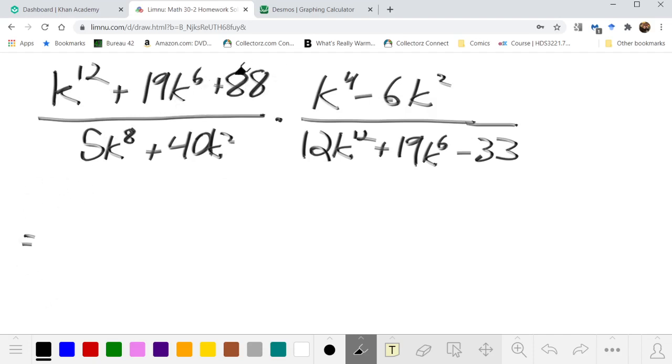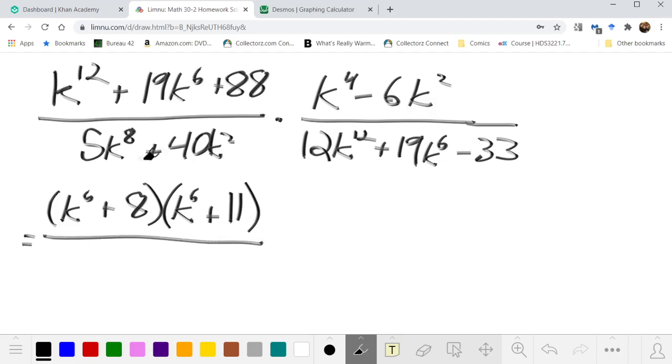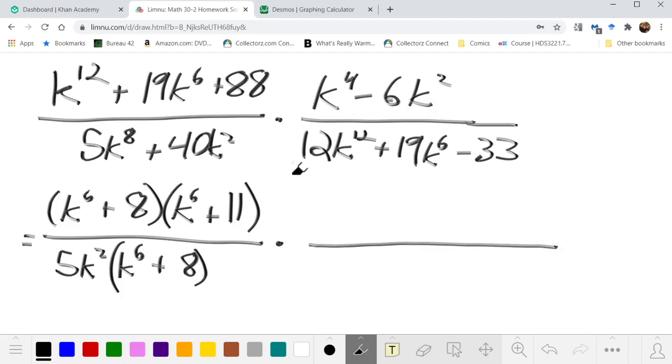So looking for numbers that multiply out to 88 but add up to 19, we get k to the 6 plus 8 times k to the 6 plus 11. With our denominator, we can factor out a common factor of 5k squared, which leaves us k to the 6 plus 8, which will conveniently cancel in just a moment. Our numerator here, we have a k squared times k squared minus 6.